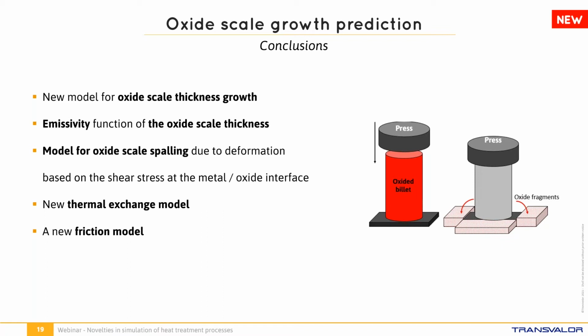Forming operations will now be more accurate because we will be able to model the spalling of the calamine due to the deformation. We integrate new thermal exchange and friction models that take into account the presence of oxide scale between the part and the dies.